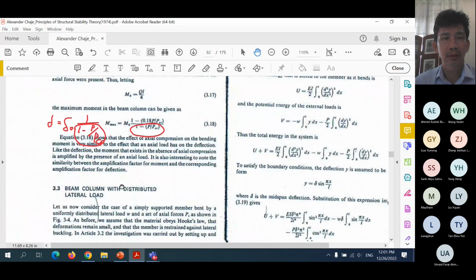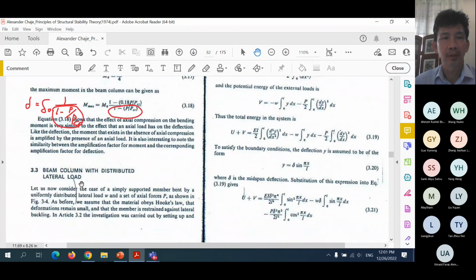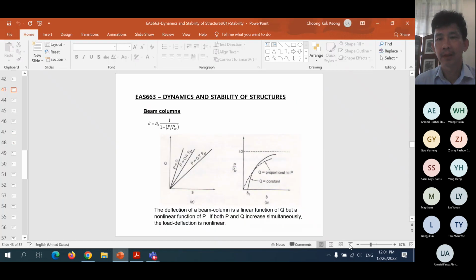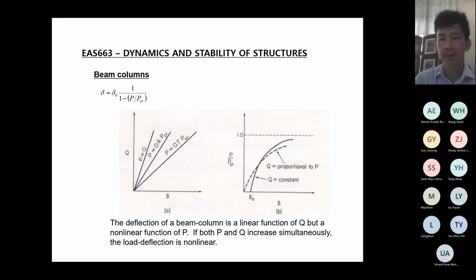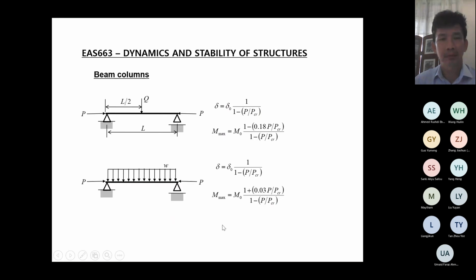This is given in section 3.3, beam column with distributed load. If I can show first what is the amplification factor for this case. For deflection, they are found to be similar, based on the derivation method which is being used here.